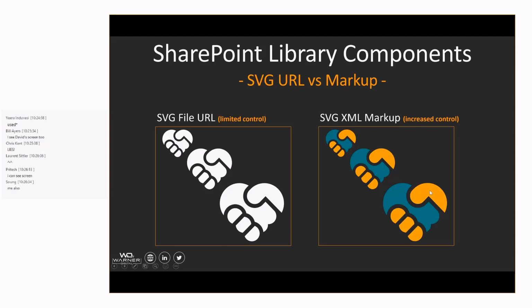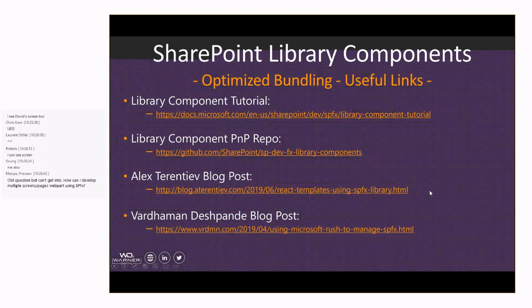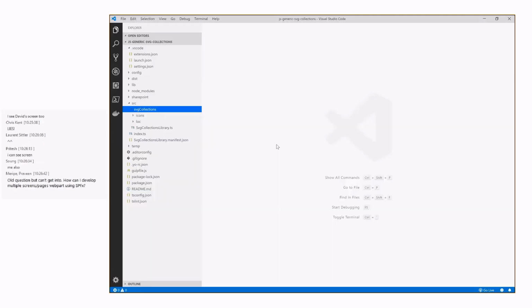So how does that all work together within a SharePoint library component? So I'm going to jump over here to Visual Studio Code. I scaffolded out a library component. Now, this library component will be up in the PNP repository.